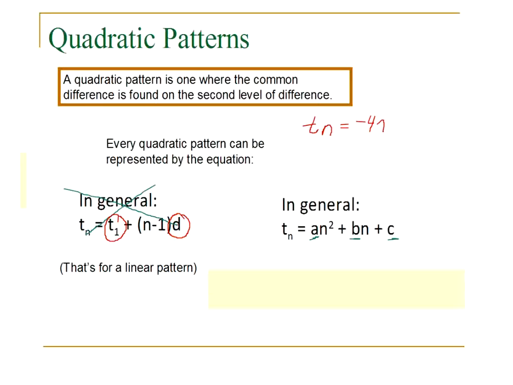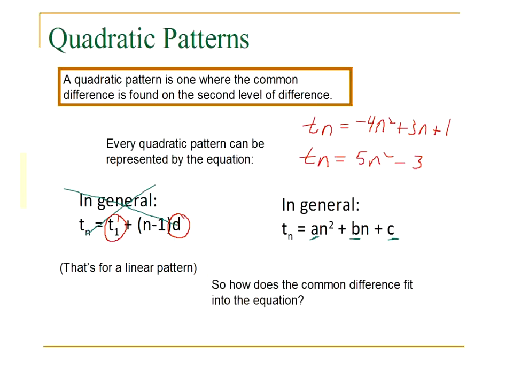So for instance, here's a certain quadratic pattern. -4n squared plus 3n plus 1. That would have a different pattern than this. Tn equals 5n squared minus 3. Here the b value is 0. So what we have here is the equation with three constants to figure out. What we want to look at here is how does the common difference fit into the equation. Okay, so it was clear with the linear patterns that it fit in right here, but not so much now with the quadratic.